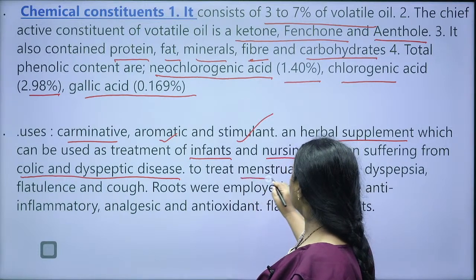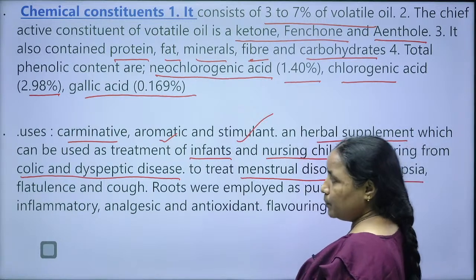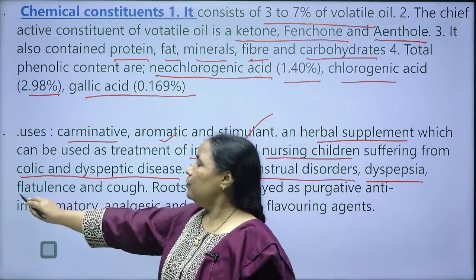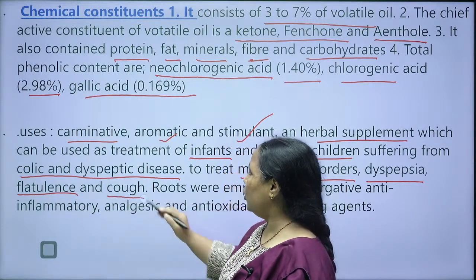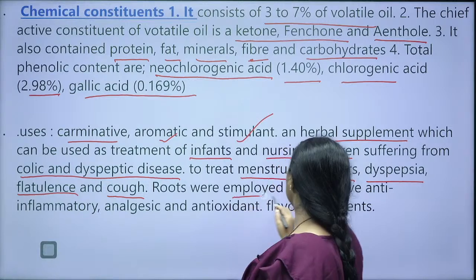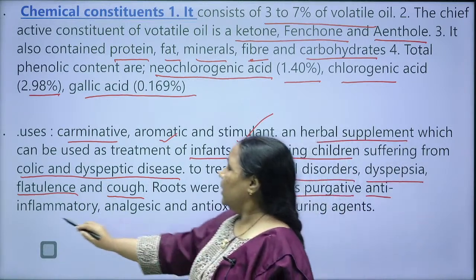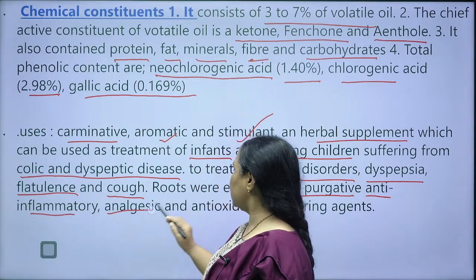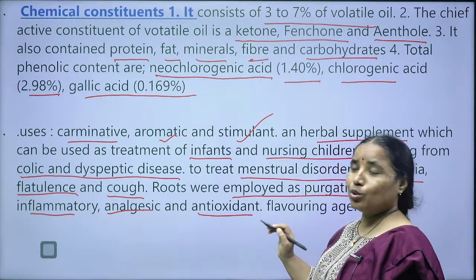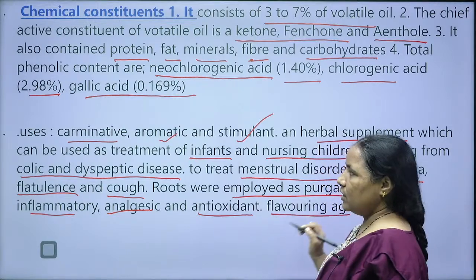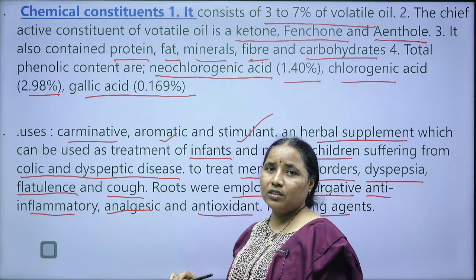And it is also used to treat menstrual disorders, and in the treatment of dyspepsia and removal of the excess gases like carbon dioxide, and cough, and the roots were employed as purgative, anti-inflammatory, analgesic, and it is also used as an antioxidant and as a flavoring agent. Because of that, it is used as one of the spices in the kitchen.